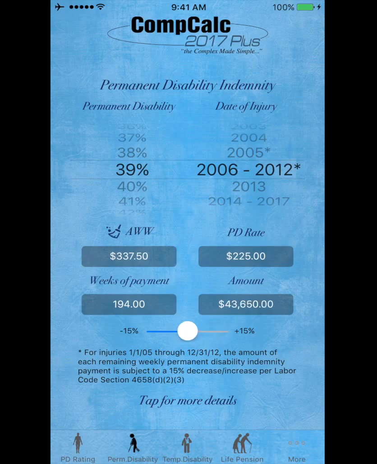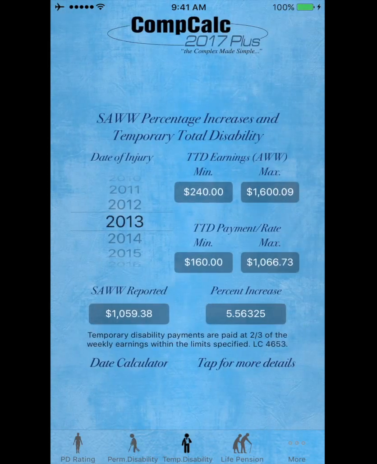Now, if it was flat, it'd be $43,000. If it was a 15% reduction, it would be $37,102.50. Okay. And all the modules work the same way. You're just going to tap. If you're not sure, and one of the cool things, I've just moved over to the temporary disability.